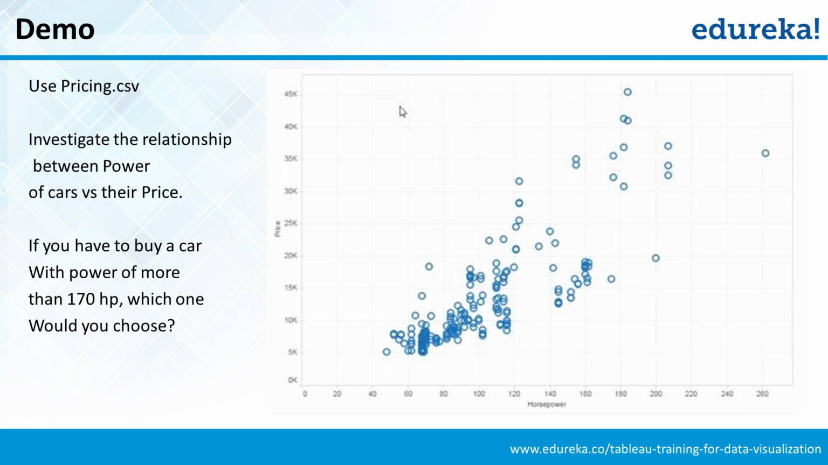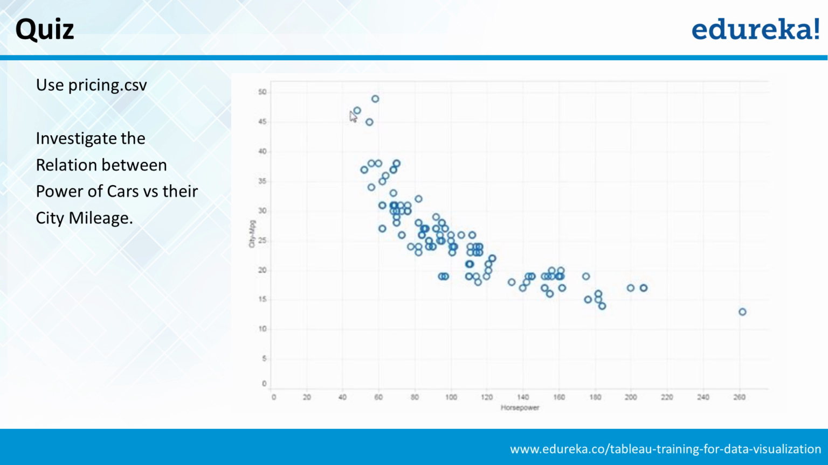Okay, now could you try to answer the following quiz? Can you create a scatter plot which will show the relationship between mileage and horsepower? Same data set. I want to investigate if I'm going to buy a powerful car, will I get more mileage? Will I get less mileage, or will nothing happen? Actually, it doesn't matter.